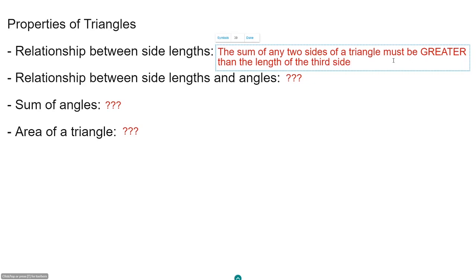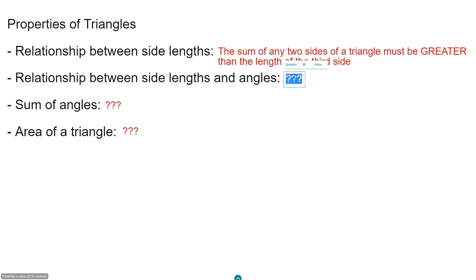The sum of any 2 sides of a triangle must be greater than the length of the third side. So they might give you a triangle that looks like it is possible for that triangle to exist, but if it does not fit these criteria here, it is actually an impossible triangle and would not be able to make it. The relationship between the side lengths and angles of a triangle.